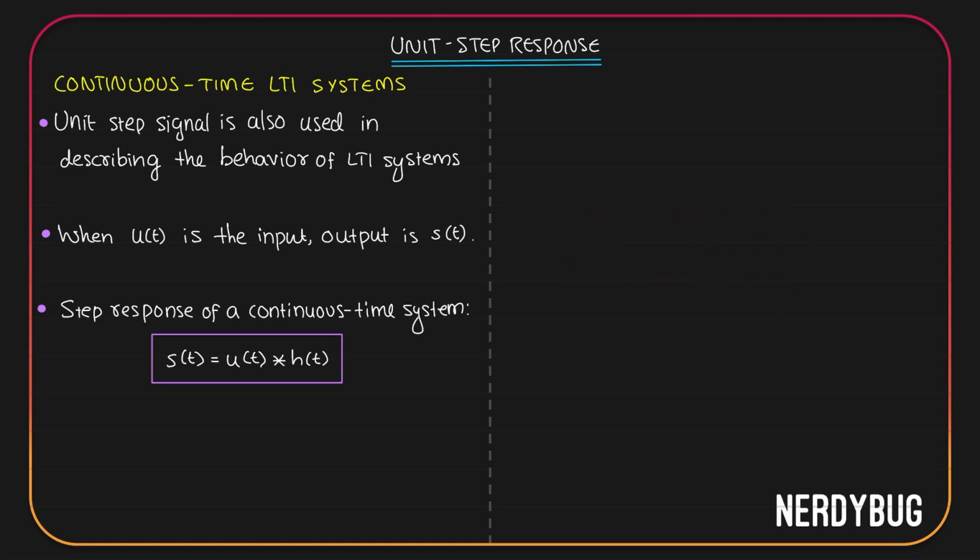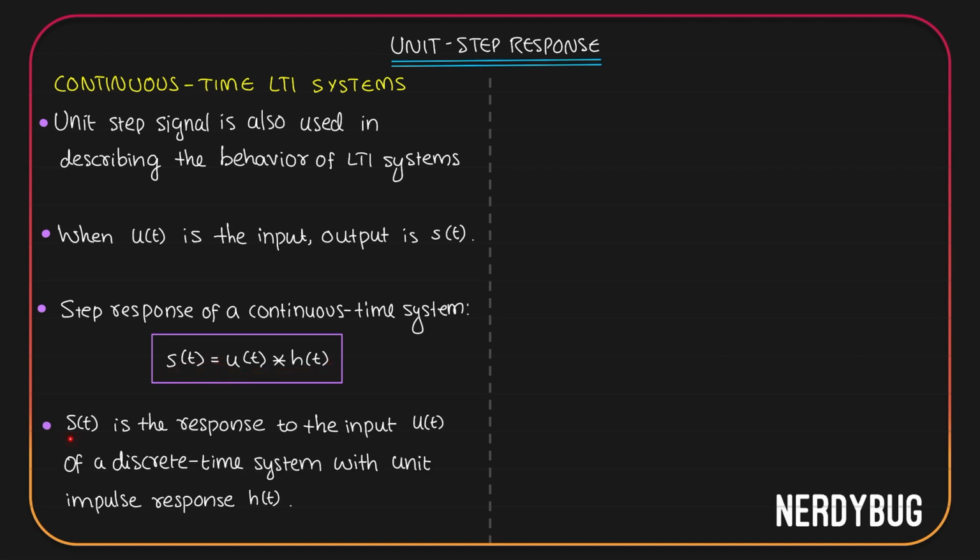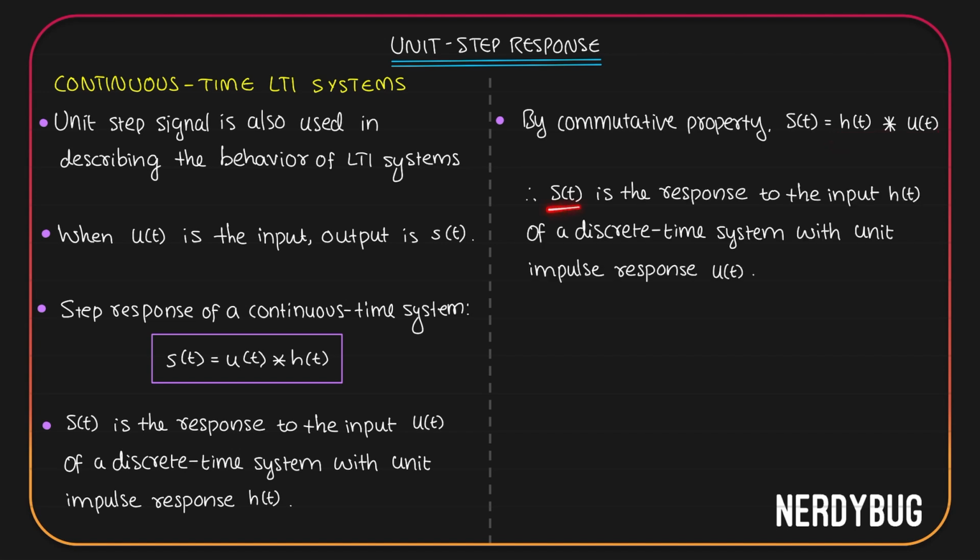So step response of a continuous time system, s of t, is the convolution between u of t and its impulse response. That is, s of t is the response to the input u of t of a continuous time system with unit impulse response h of t. But again, by commutative property, the order of convolution should not matter. s of t should also be equal to convolution of h of t and u of t. Therefore, we can say s of t is the response to the input h of t of a continuous time system with unit impulse response u of t.